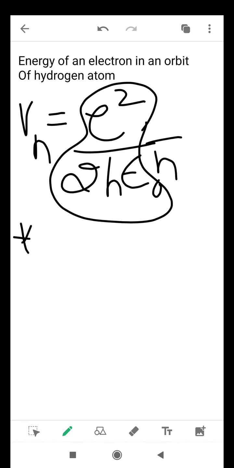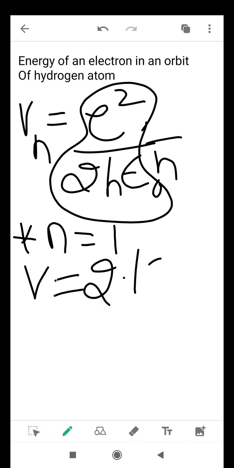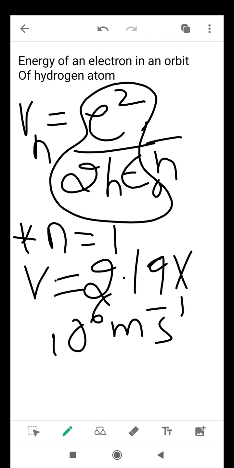Now let us find the value of V for n is equal to 1, for its first orbit. By substituting all the constants, we have the value of speed in its first orbit, that is equal to 2.19 into 10 raised to 6 meter per second by taking n equal to 1. With this much speed, the electron is revolving in its first orbit.